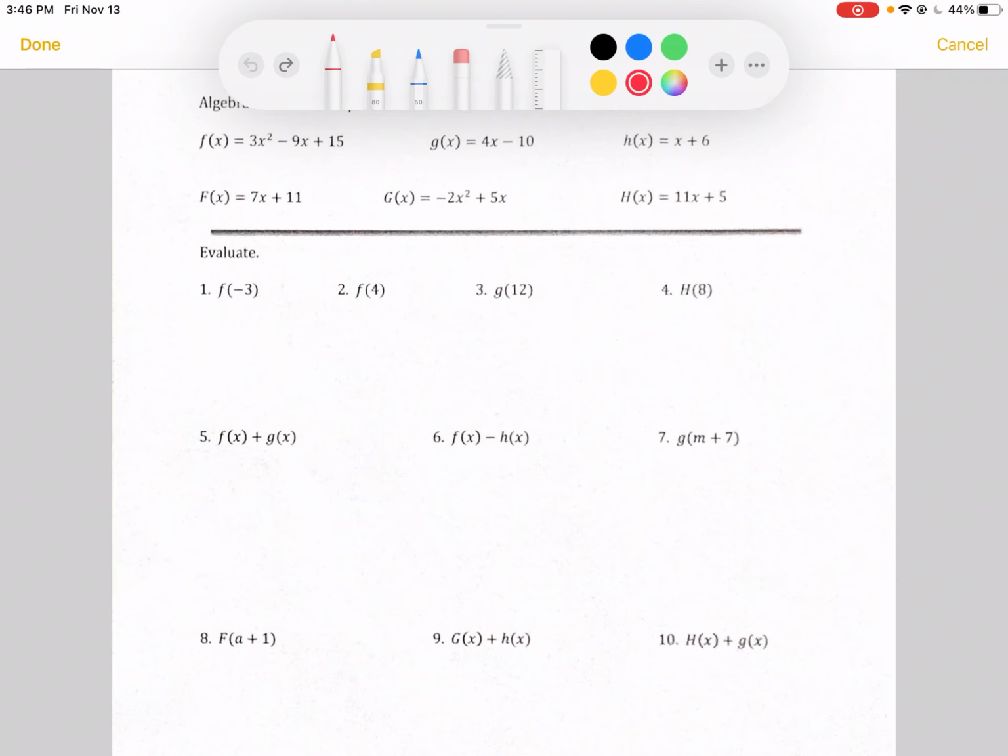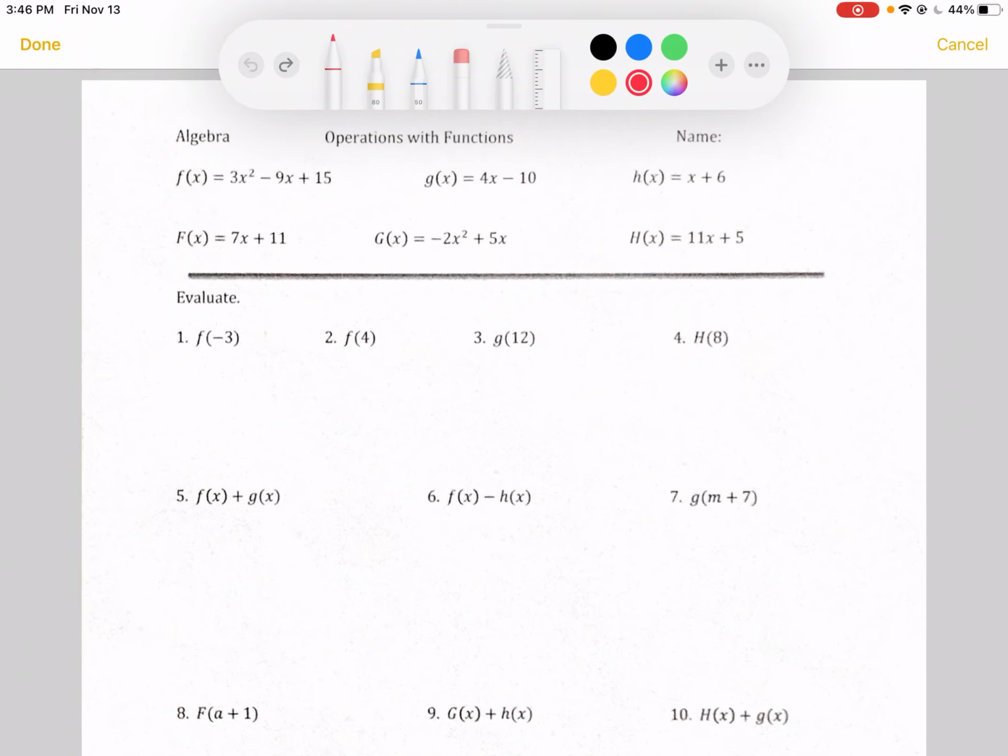All right, so looking at some of these questions. We're doing operations with functions, and we did some of these previously, early this week or late last week on Delta Math, and we were pretty good at them. These are going to be a little bit more difficult, but we'll start with number 3. It's one of those simpler ones.